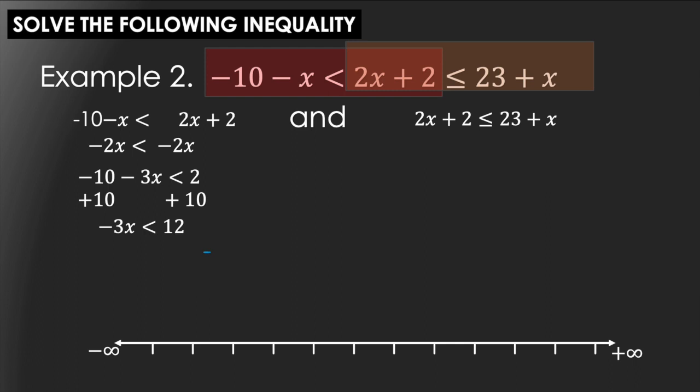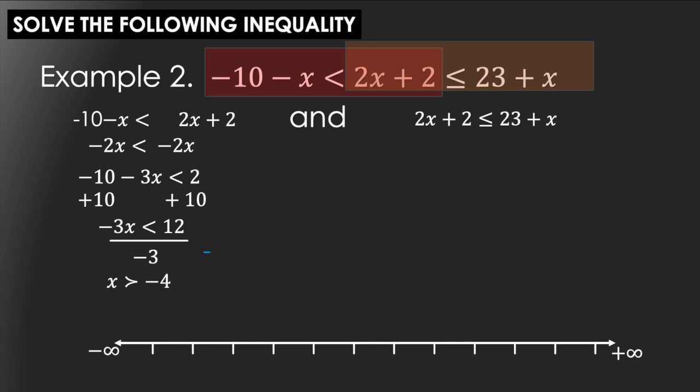Next step, we need to isolate x. So we divide both sides by negative 3. When you deal with inequality, whenever you multiply or divide both sides of the inequality by a negative value, the sign flips. So less than becomes greater than sign. So you get x greater than negative 4. So this is one part of our solution.